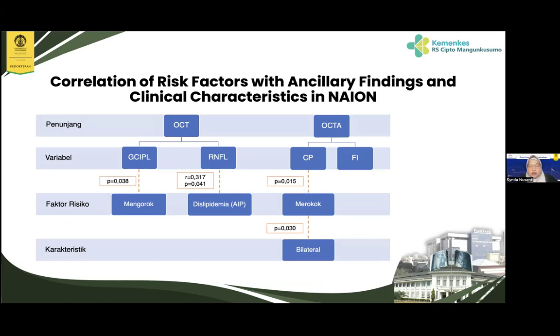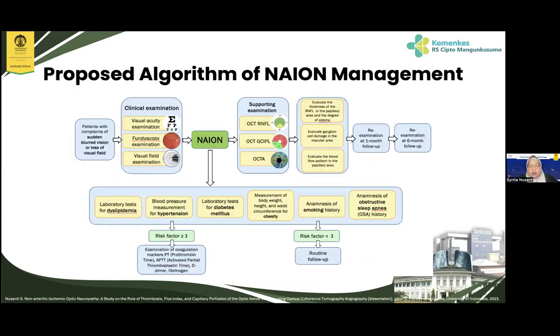with the risk factors. We found that from the OCT, the GCIPL thinning is significantly associated with a history of snoring, and also the retinal nerve fiber layer thinning is significantly correlated with dyslipidemia. We try to propose an algorithm for NAION management in our hospital.